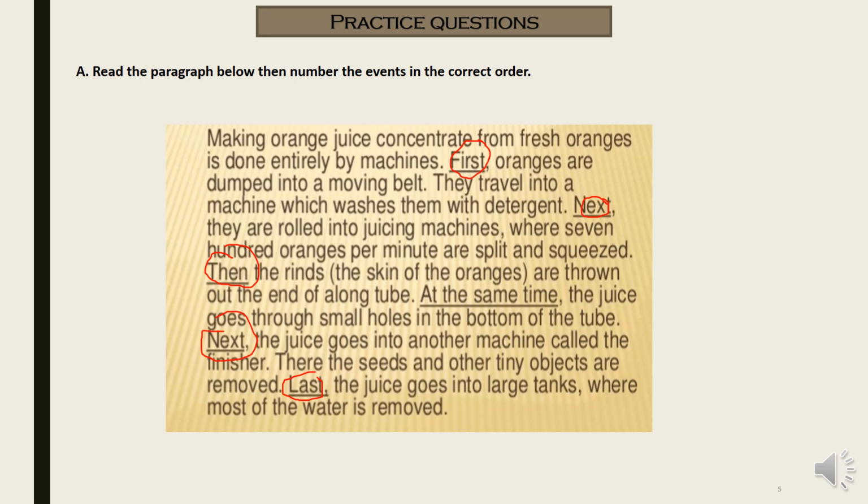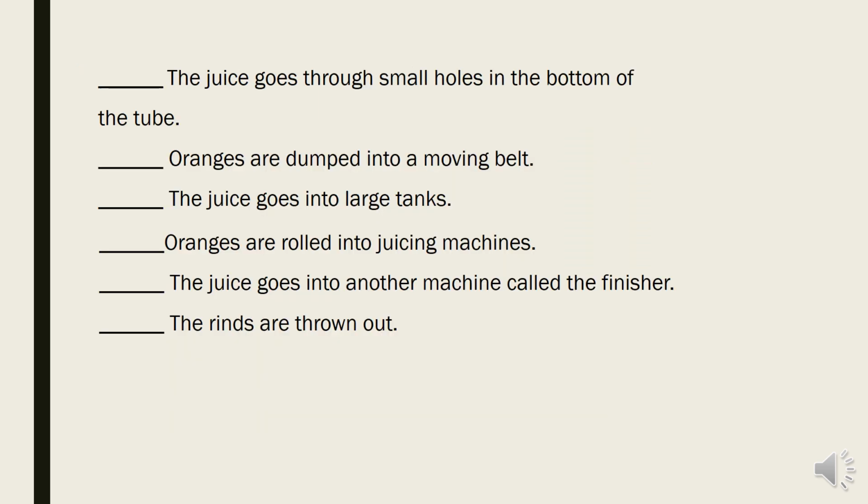Let's now move to the exercise. In this exercise, we have to number the events. Okay, what happens first? So, first, they said that the oranges are dumped into a moving belt. So, this is event number one. Number two, what happens number two? Number two, the rinds are thrown out. So this is number two, when the rinds are thrown out.